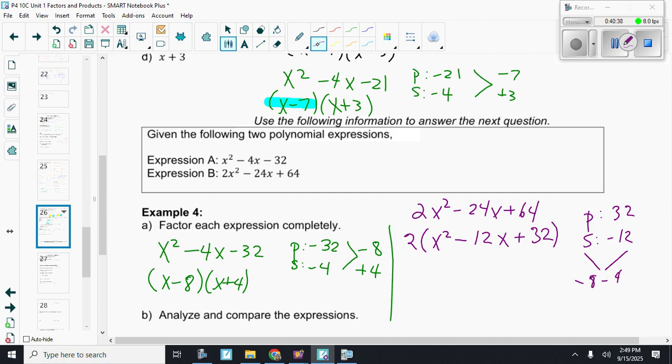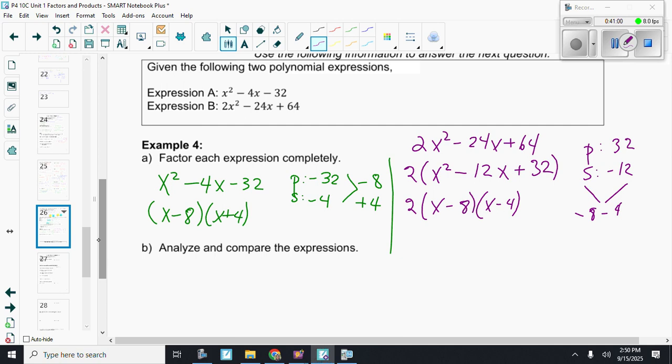Okay. So 2 negatives multiply to give us our positive. Negative 8 minus 4 gives us negative 12. Okay, so the 2 still hangs out in front. Okay, x minus 8, x minus 4. Okay, so now we have factored each completely.